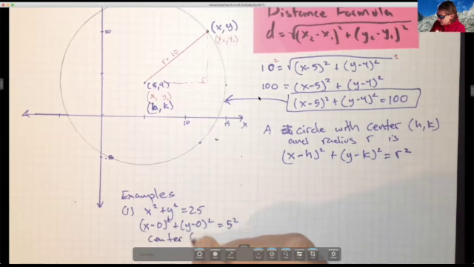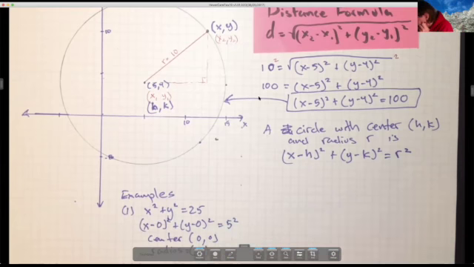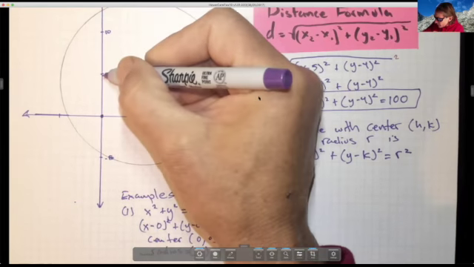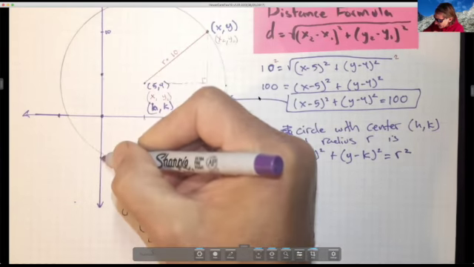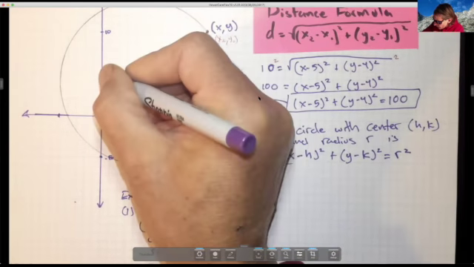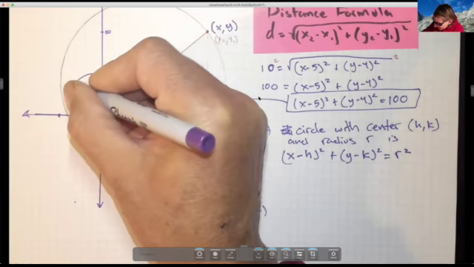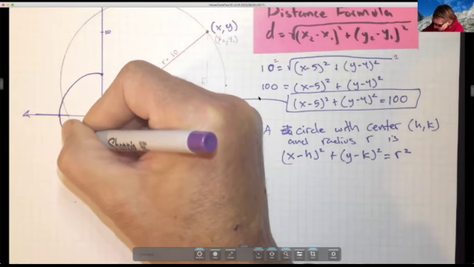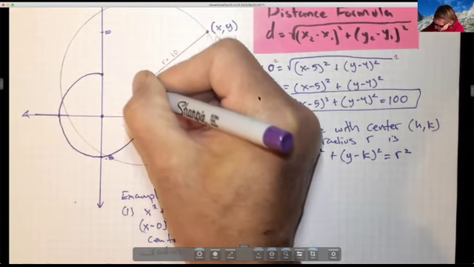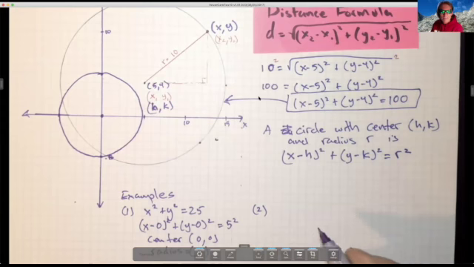The center is at 0, 0, and the radius is 5. So r equals 5. So that's basically it. If I had a center 0, 0 and a radius 5, then I'm coming here, here, here, and here for the edge of my circle. And I would just try to draw a circle here. I could use my compass. I'm going to try to make my best circle. Okay, that's the best I can do.